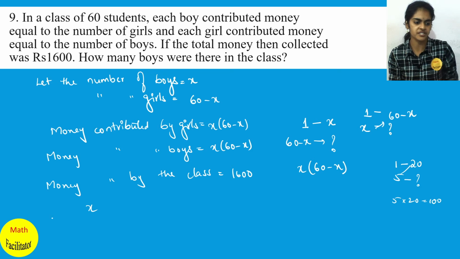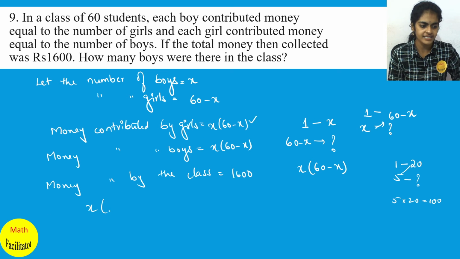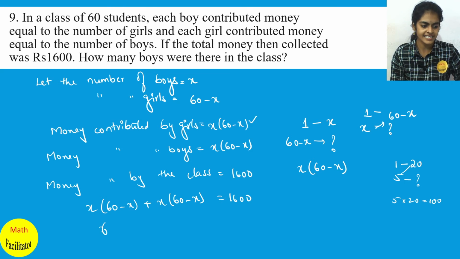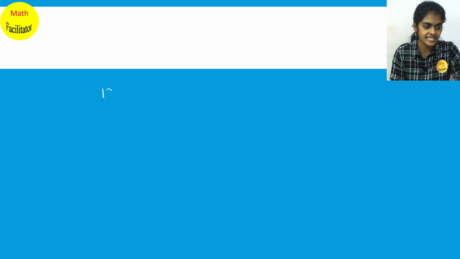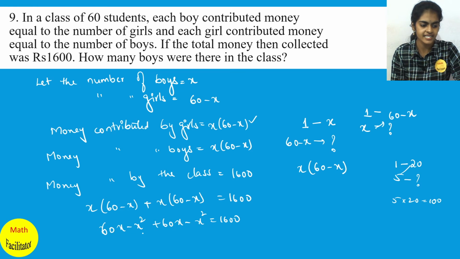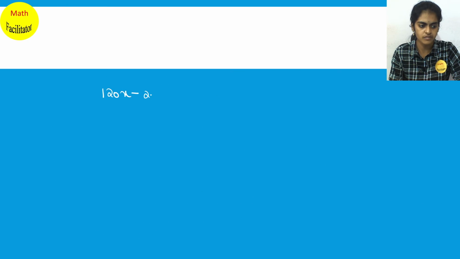Okay, girls plus boys. So money contributed by girls is x into 60 minus x, plus money contributed by boys is also x into 60 minus x, that is equal to 1600. So 60x minus x square plus 60x minus x square is equal to 1600. Let us write it here. So you have 60x plus 60x is 120x, minus x square minus x square is minus 2x square, minus 1600 equal to 0.